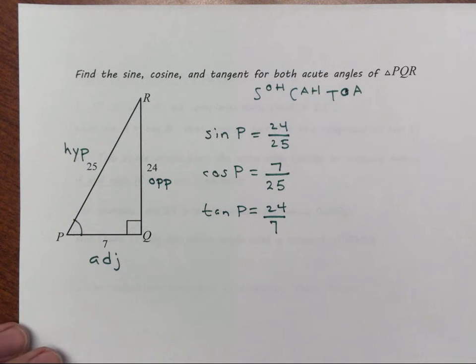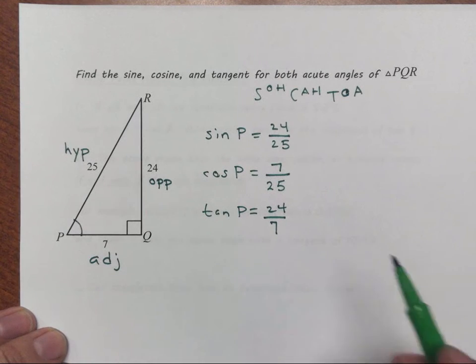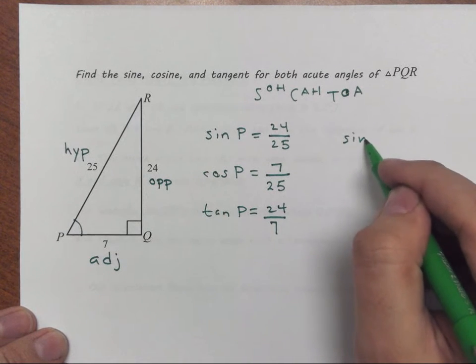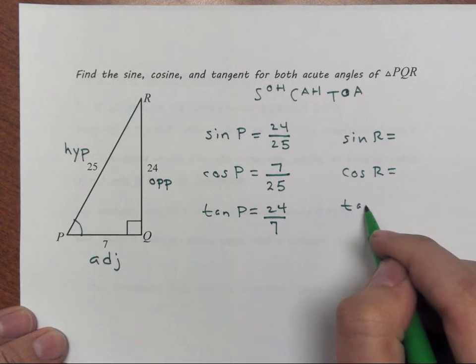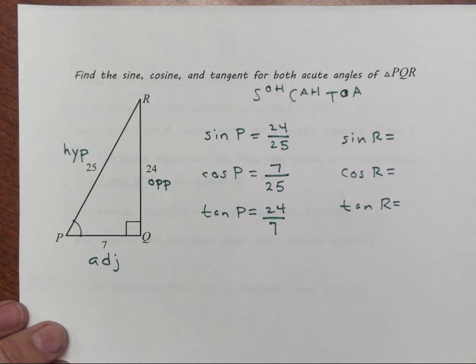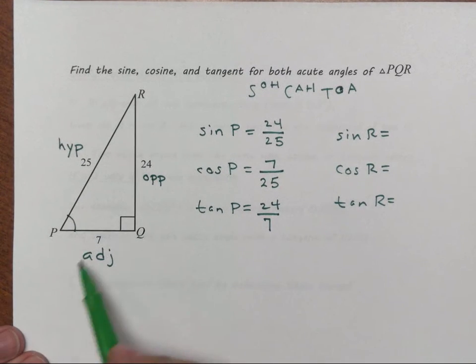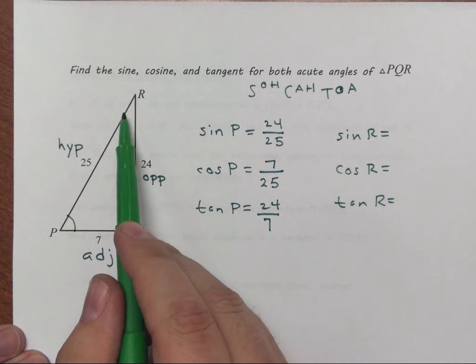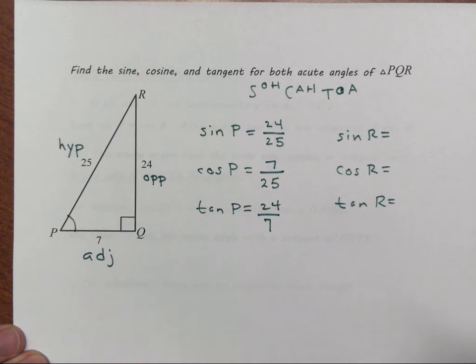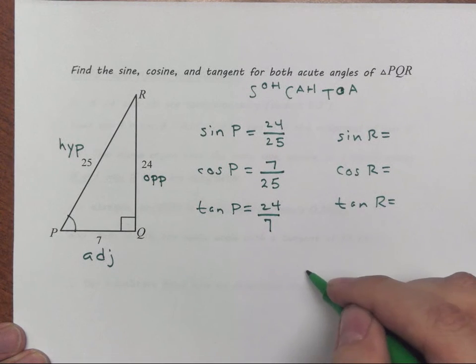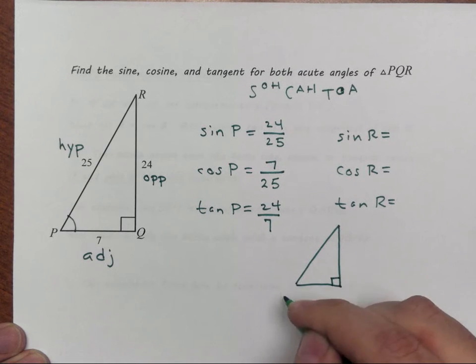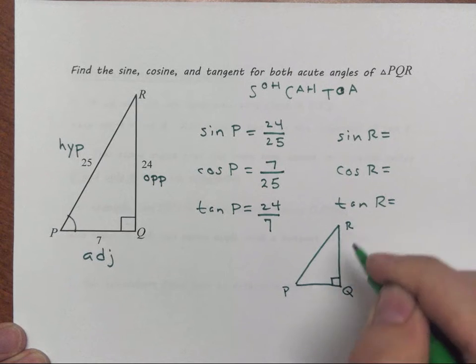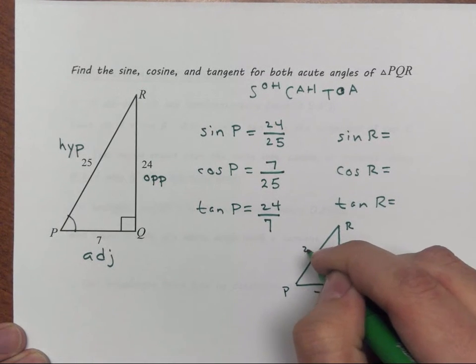But I do have another acute angle in this triangle. That is angle R. So I will also need to find the sine of R, the cosine of R, and the tangent of R. So I could scratch these out and relabel this with respect to R, looking from R, which is the opposite leg, which is the adjacent leg. I could do that. It's ultimately probably going to be a little bit easier to just make a quick little re-sketch of the triangle. P, Q, R, 7, 24, 25.